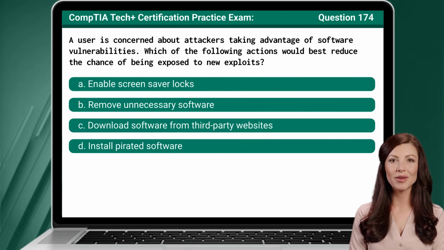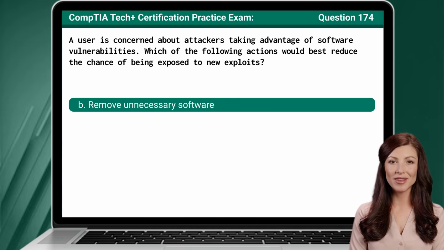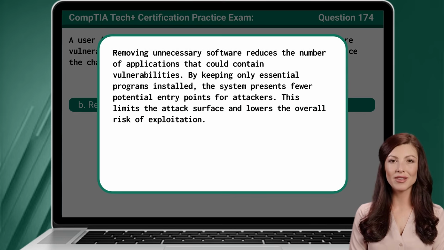The answer is B. Remove unnecessary software. Removing unnecessary software reduces the number of applications that could contain vulnerabilities. By keeping only essential programs installed, the system presents fewer potential entry points for attackers. This limits the attack surface and lowers the overall risk of exploitation.